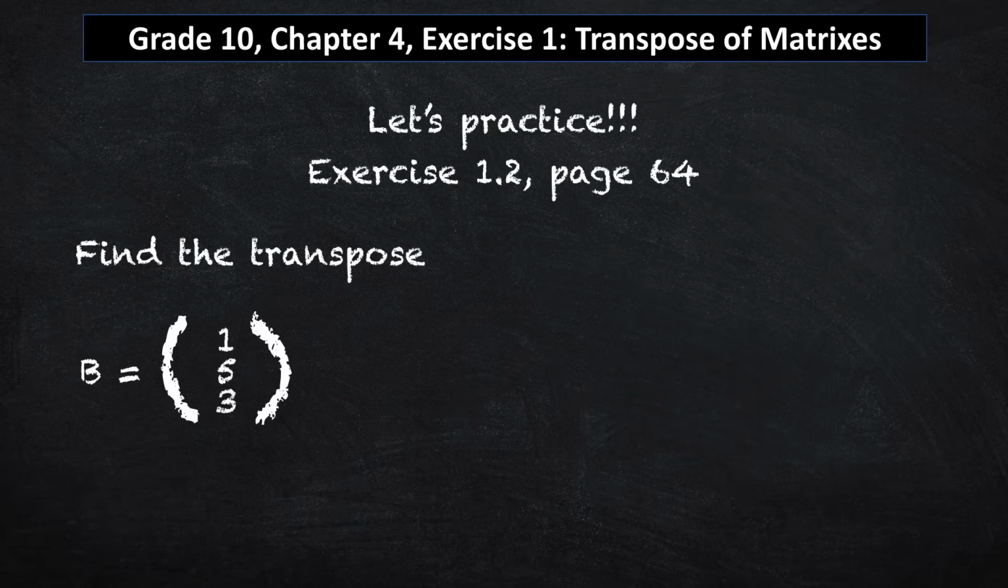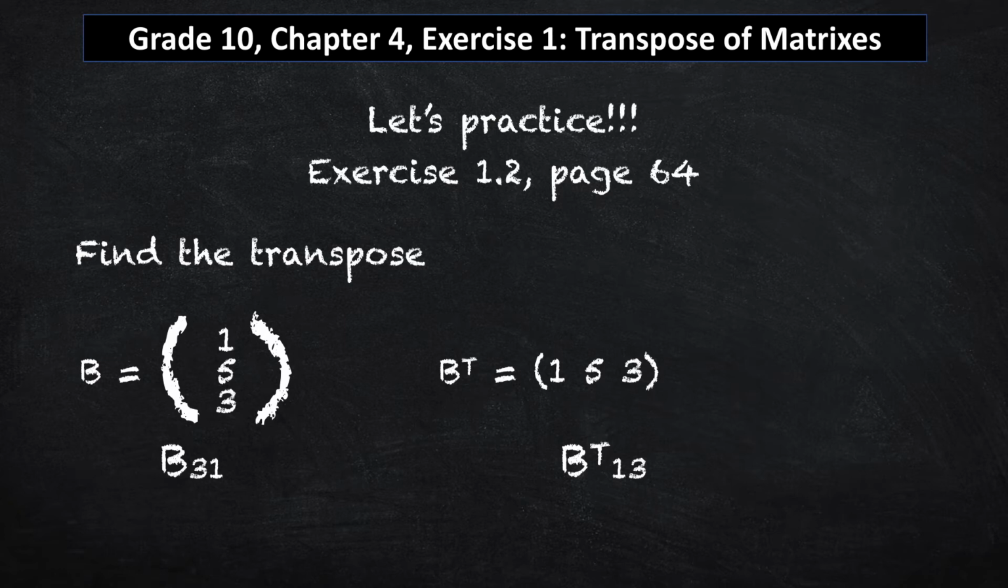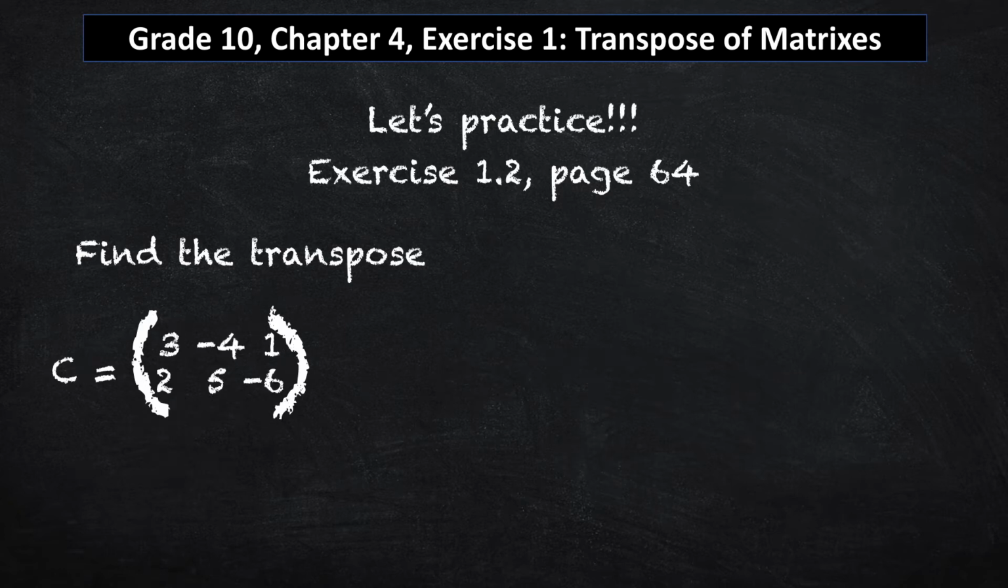Next example is the matrix B, 1, 5, 3. The matrix B has 3 rows and 1 column, so it's a 3 by 1 matrix, and its transpose will be this matrix that has 1 row and 3 columns. Next example, we have to find the transpose of this matrix.